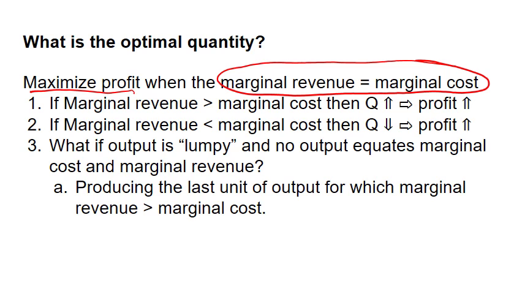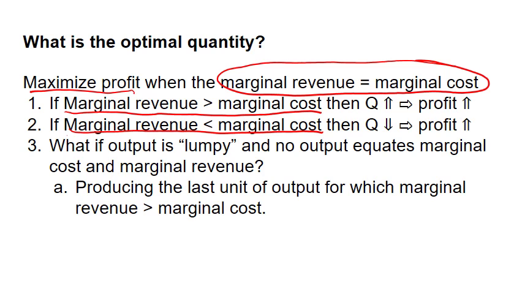The logic is simple. If marginal revenue is above marginal cost, then quantity going up will make profit go up. The extra revenue the firm receives when it produces more is going to be greater than the extra cost the firm incurs when it produces more. On the other hand, if marginal revenue is less than marginal cost, then a decrease in output will make profit go up. The revenue the firm loses will be less than the cost the firm saves as it cuts back on its output.